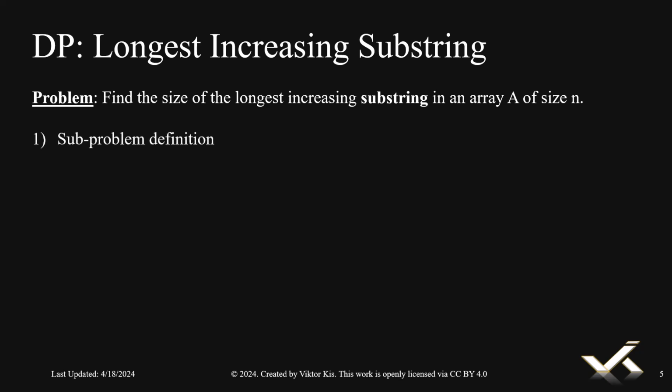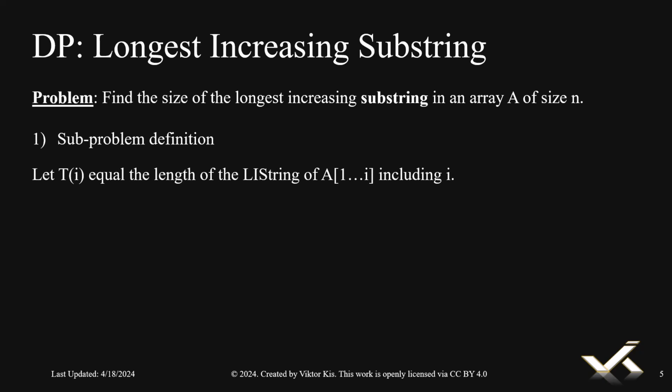The subproblem definition at its highest level is really just restating what the problem is asking for up to some intermediate index. For the LIS, this could be something along the lines of: let T of I equal the length of the longest increasing substring of array A from the first index 1 to some intermediate index I, including I. This seems pretty simple, but let's make sure we understand what is required of us for a proper definition.